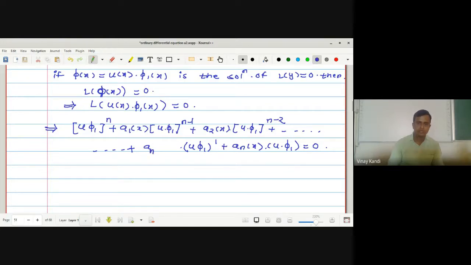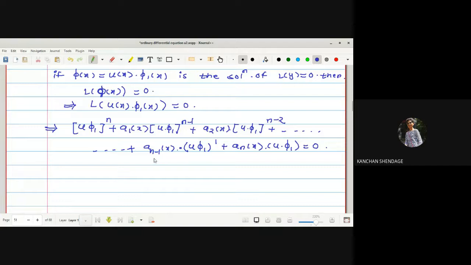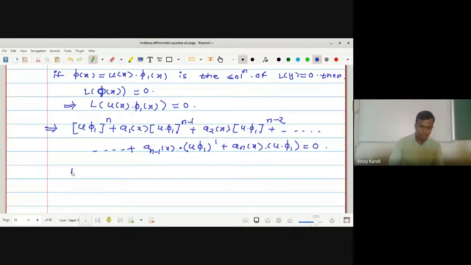Nth minus 1th coefficient. Okay, any doubt? No, sir. Now, by Leibniz rule, Leibniz rule of differentiation, okay, what is the Leibniz rule?